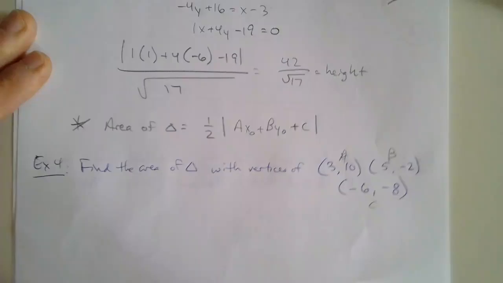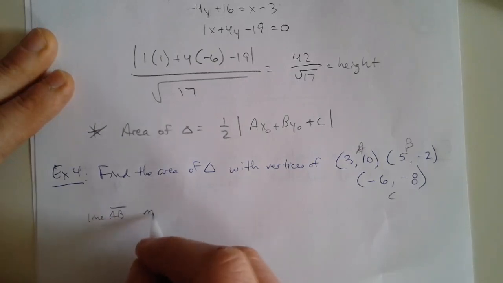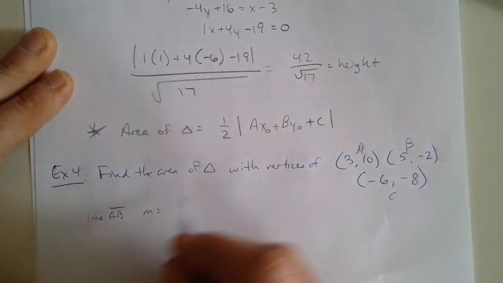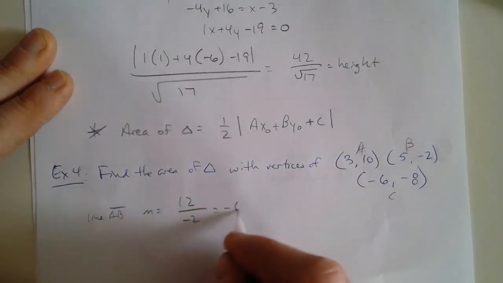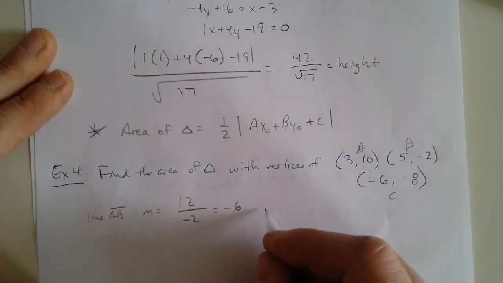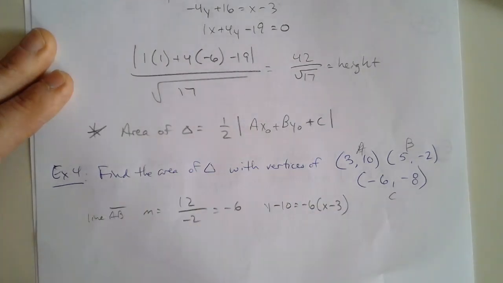So line AB has a slope of 10 minus negative 2 is 12, 3 minus 5 is negative 2, so my slope is negative 6. My equation then would be y minus 10 equals negative 6 times x minus 3. All right, distribute.